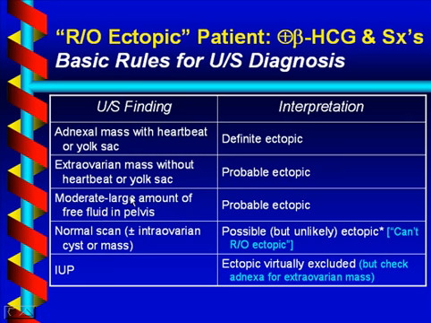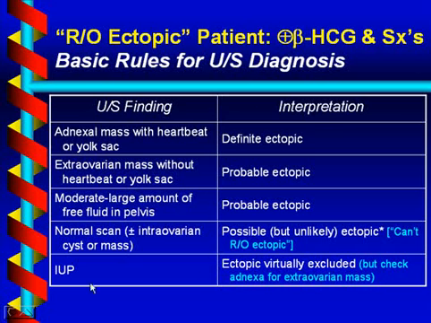If there's a moderate to large amount of free fluid in the pelvis, in this rule-out ectopic patient, we would also say probable ectopic. If the ultrasound is normal with or without an intraovarian lesion, we would say possible but unlikely ectopic, or can't rule out ectopic. This corresponds to about a 5% chance. That's why it's possible but unlikely.